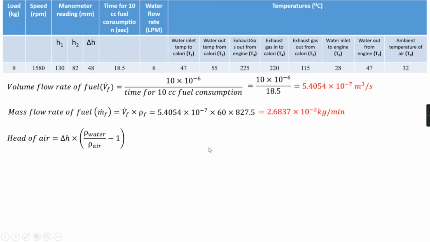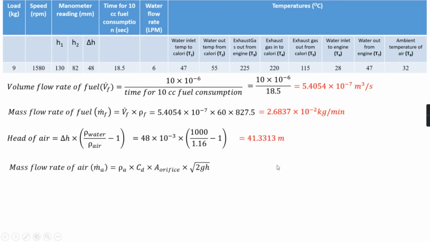Next is head of air, because we have calculated the difference between the water levels inside the U-tube manometer, right? That is the head of water. So I have to convert this head of water into head of air, which is equal to delta H into density of water divided by density of air, minus 1. So this is 41.33 meters of head of air.